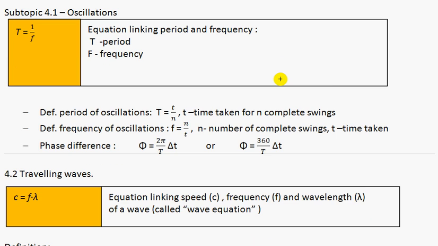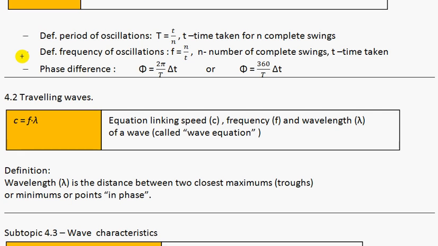Subtopic 4.1, oscillations. In oscillations we have repeated motions. These motions have a time during which it happens. It's called period, and how many times it happens every second is frequency. This is the equation linking period and frequency.